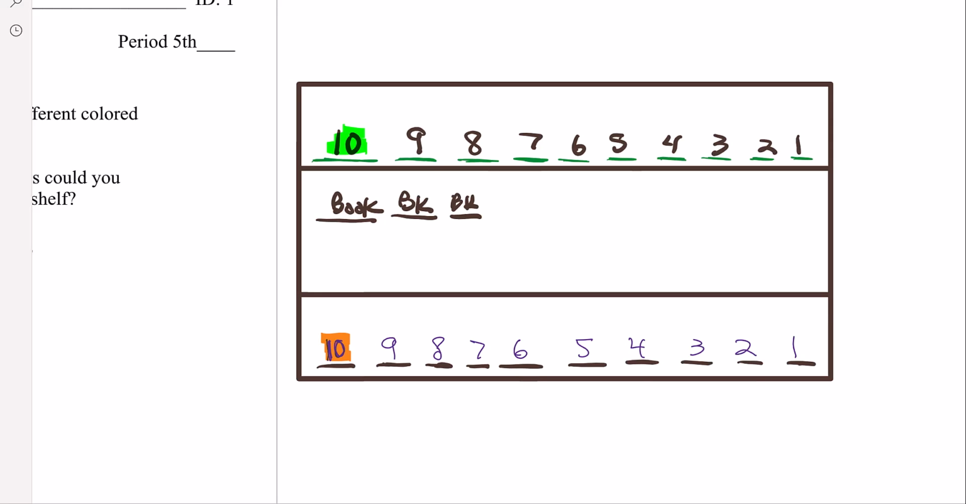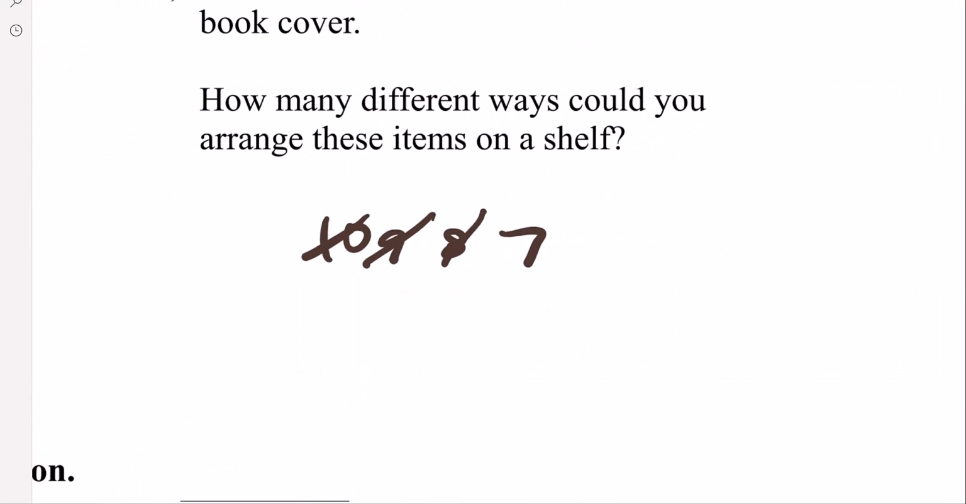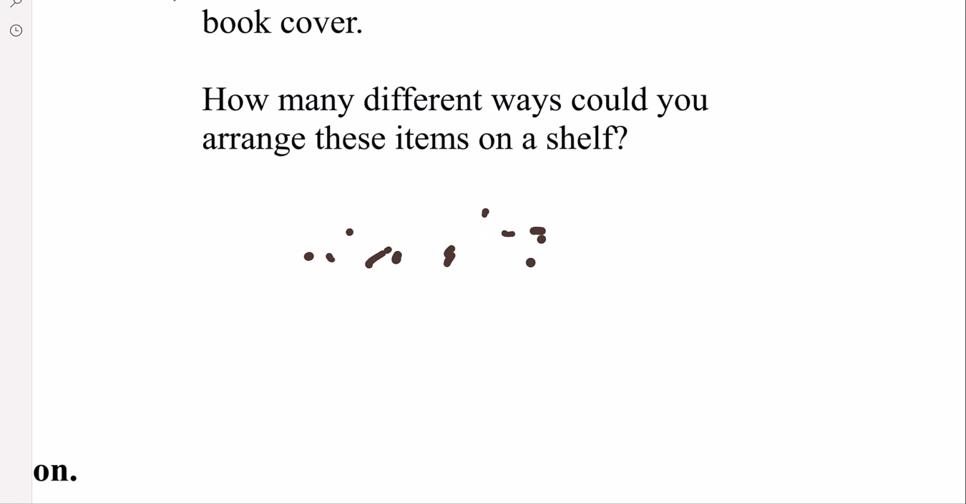Well, what if the next time we started with the blue book? What if the next time we started with the yellow book? Do you see what's happening here? There are a lot of different ways. Well, this way of arranging things is called a factorial. And I'm going to show you on the T130 what you'd have to do.